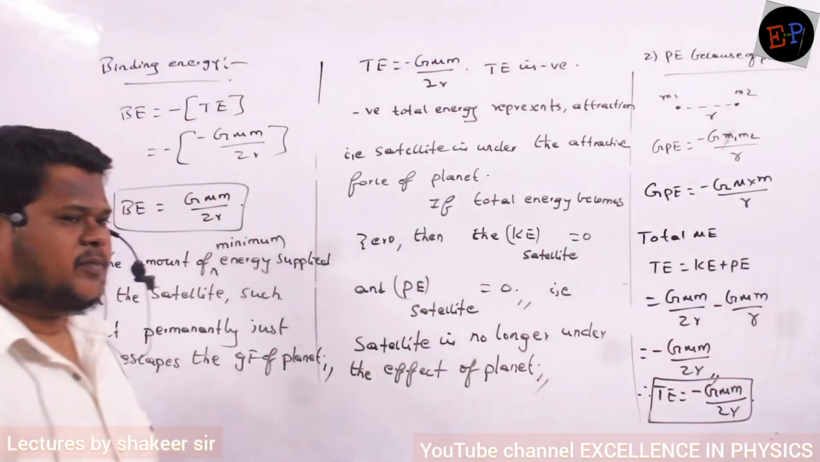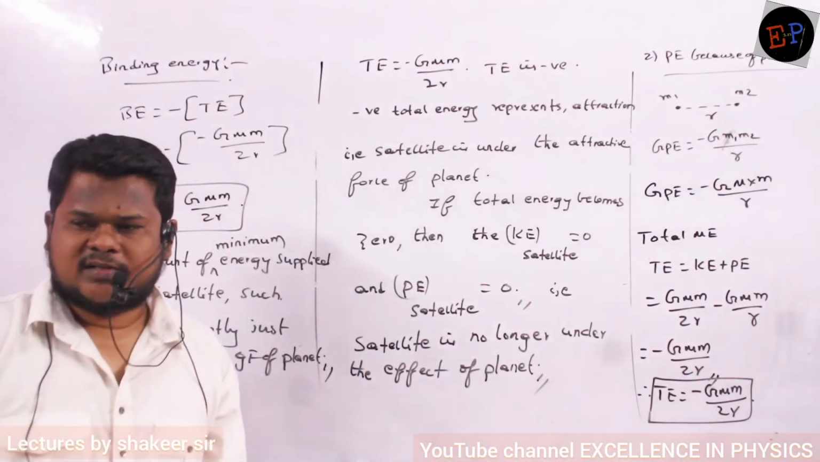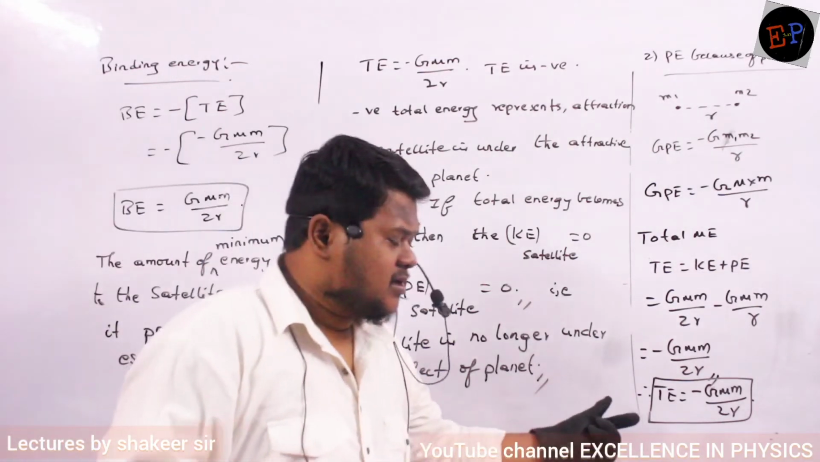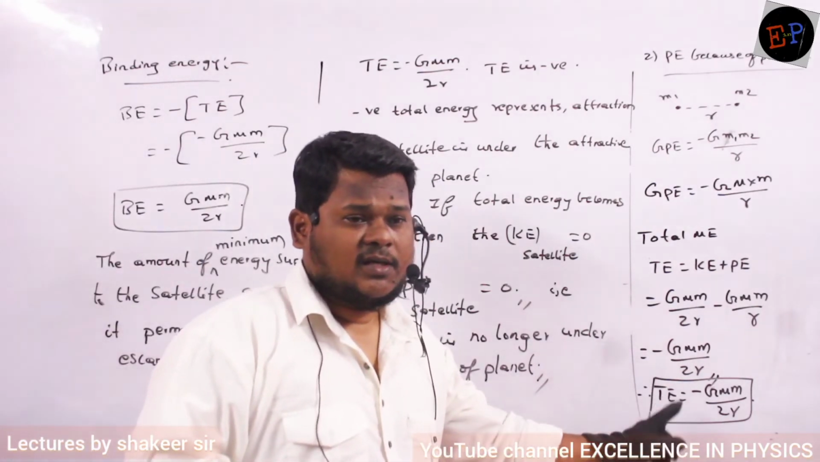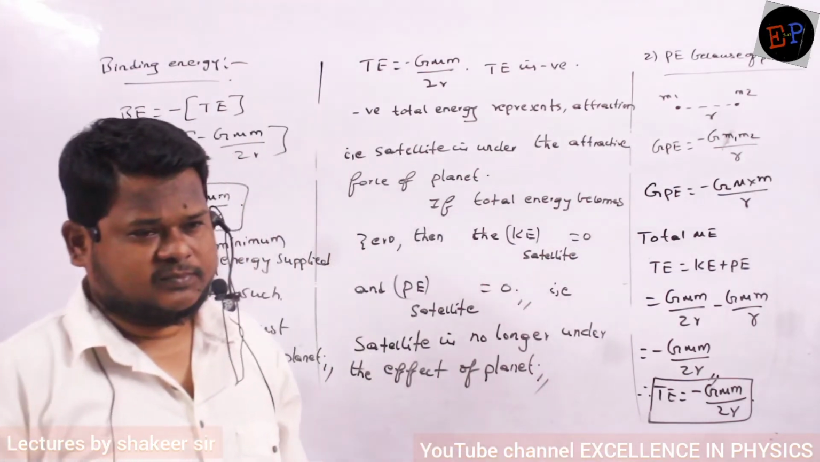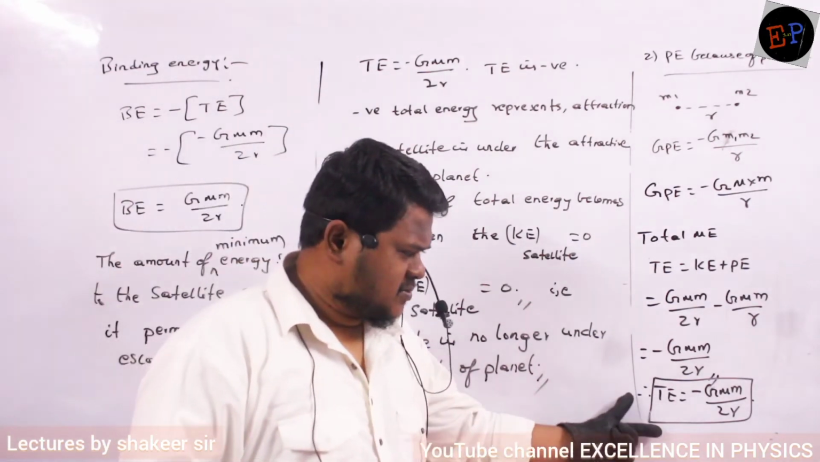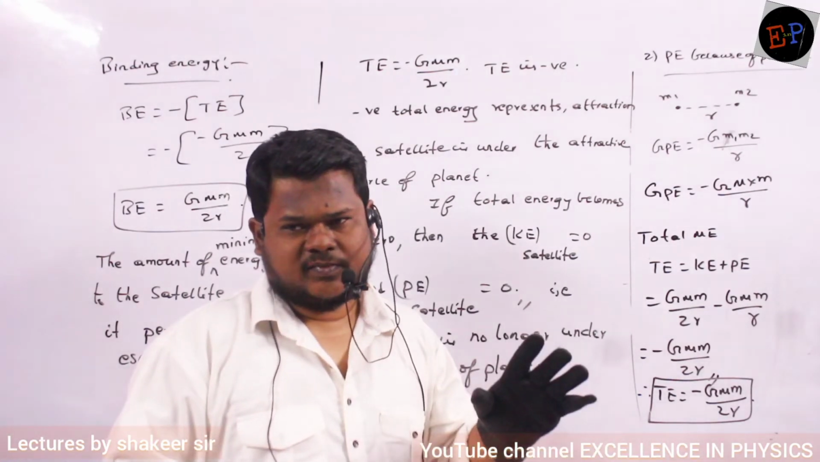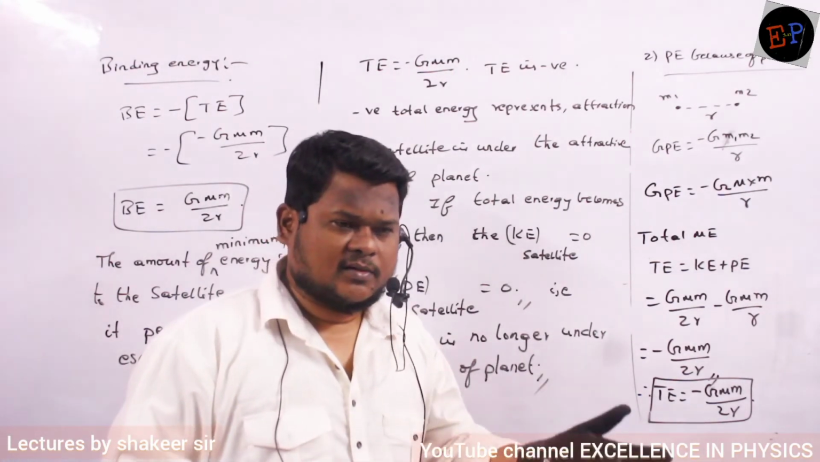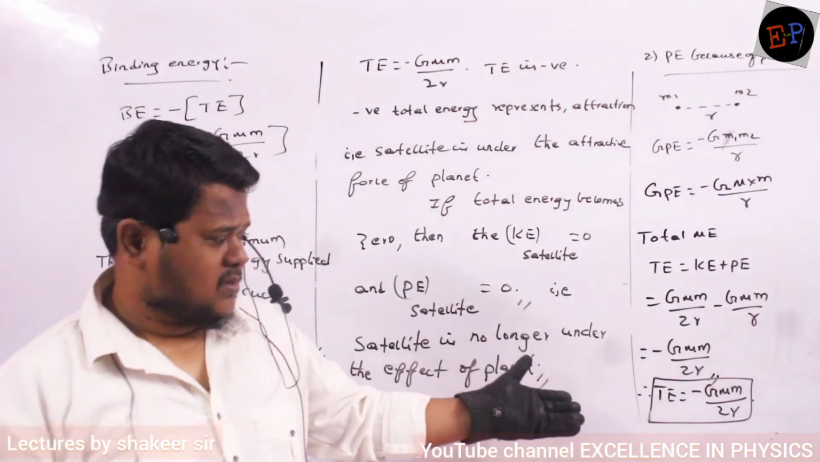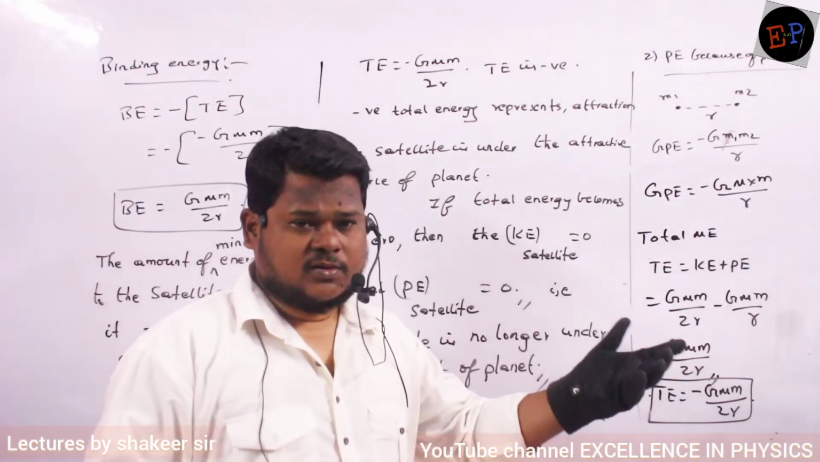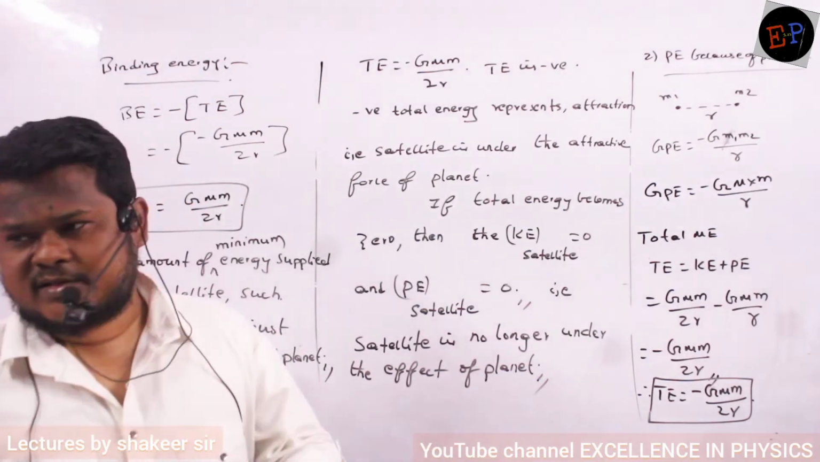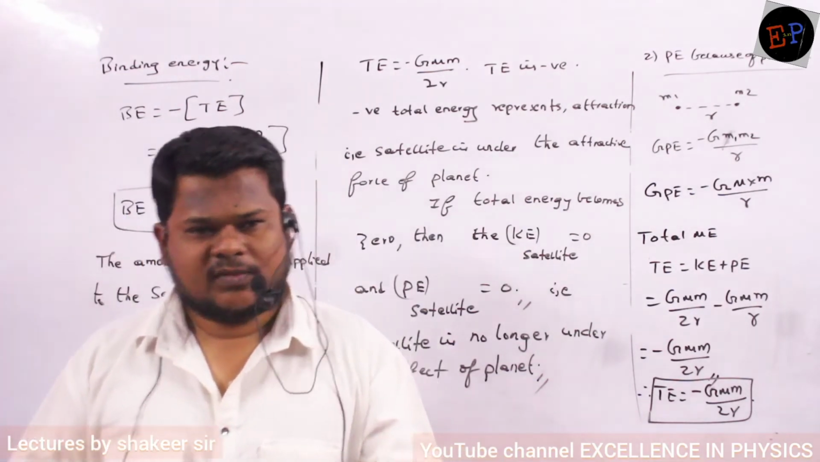Therefore, what is the minimum amount of energy I have to supply so that it escapes the gravitational field? The minimum amount of energy is an equal amount of positive energy equal to the total energy. If I supply this much positive energy, then the total energy will become 0. Total energy becoming 0 means kinetic energy also will become 0, potential energy also will become 0.